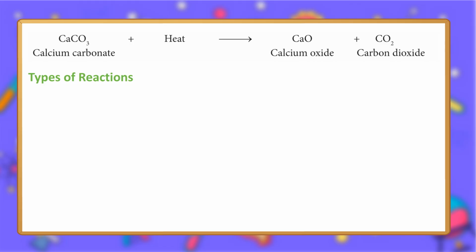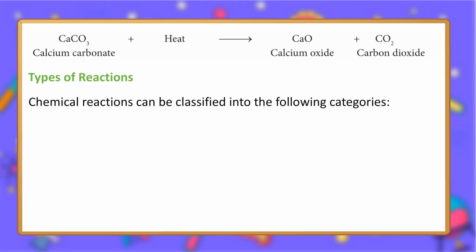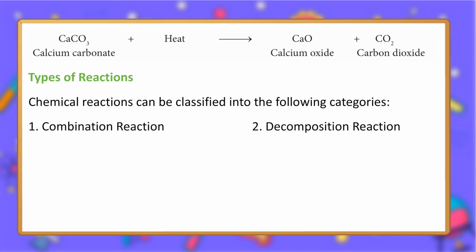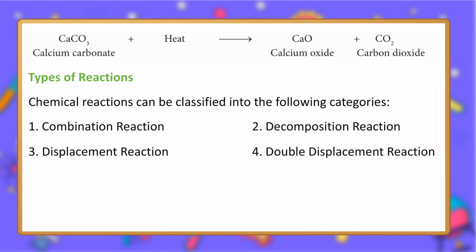Types of reactions. Chemical reactions can be classified into the following categories. 1. Combination reaction. 2. Decomposition reaction. 3. Displacement reaction. 4. Double displacement reaction. 5. Oxidation and reduction reaction.